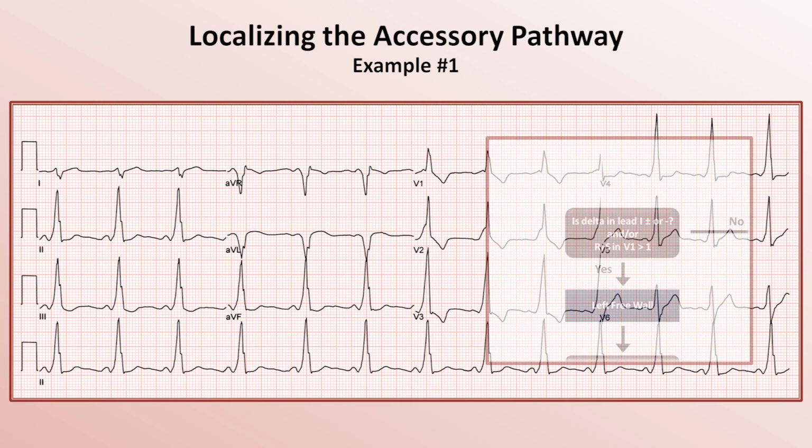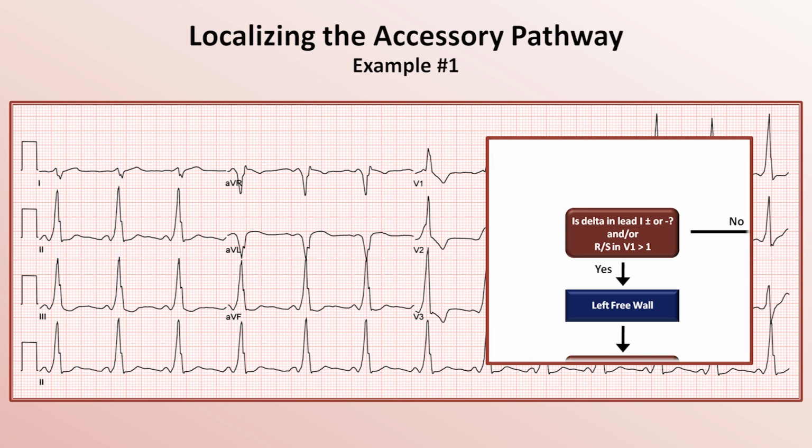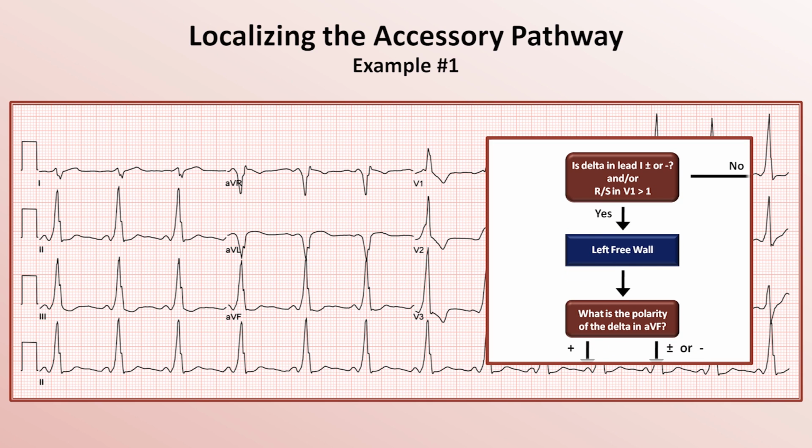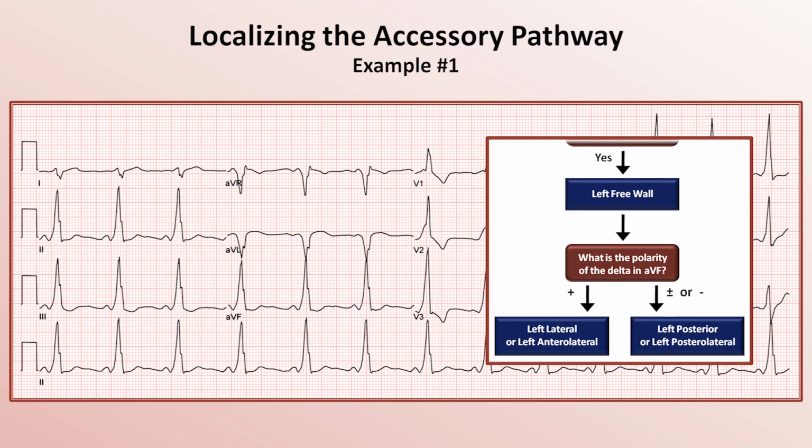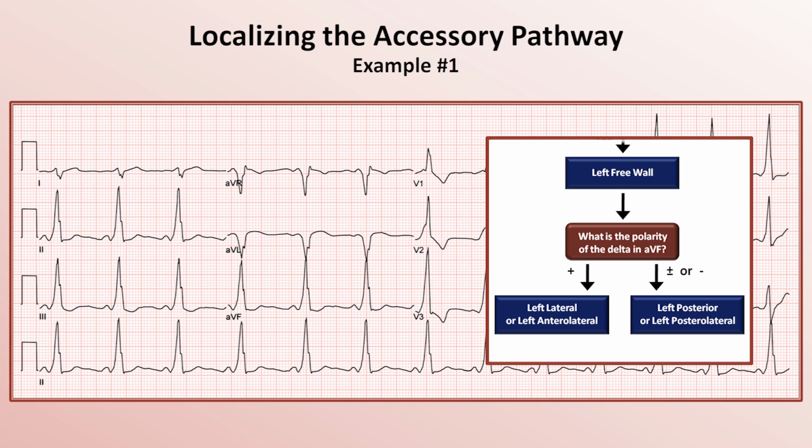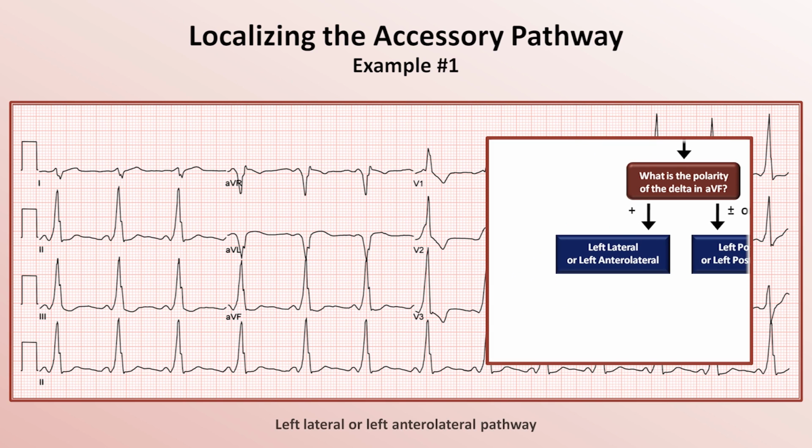The first question, is the delta wave in lead 1 isoelectric or negative? It is, so we are dealing with a left free wall pathway. The next question, what is the polarity of the delta wave in aVF? Since it's positive, we have a left lateral or left anterolateral pathway.